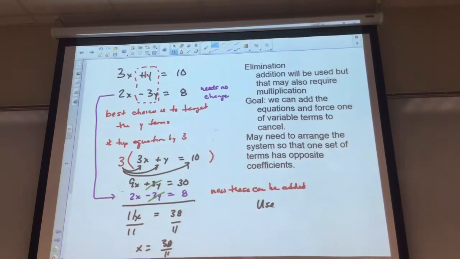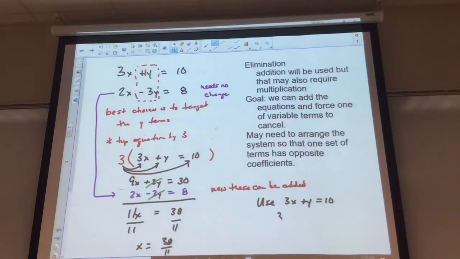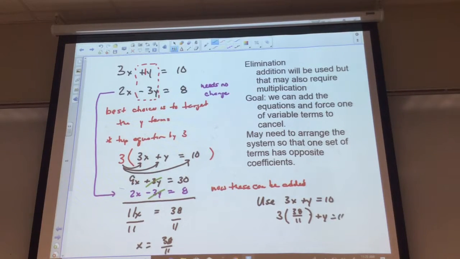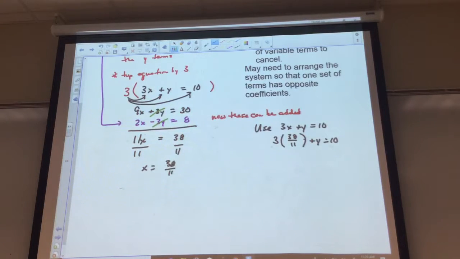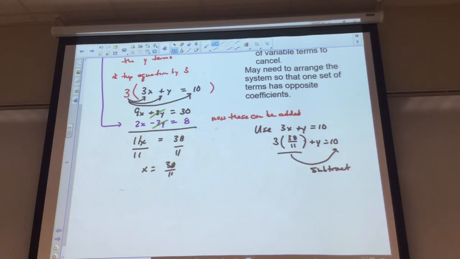So if we come back and we use 3x plus y is equal to 10, now we're saying 3 times the x value plus y equals 10. And I know that I'm going to have to do this multiplication problem, but I also know that eventually that's going to come over here, and we're going to subtract that from both sides to be able to get the like terms together. Well, if that's the case, then why not just save it all for one step?